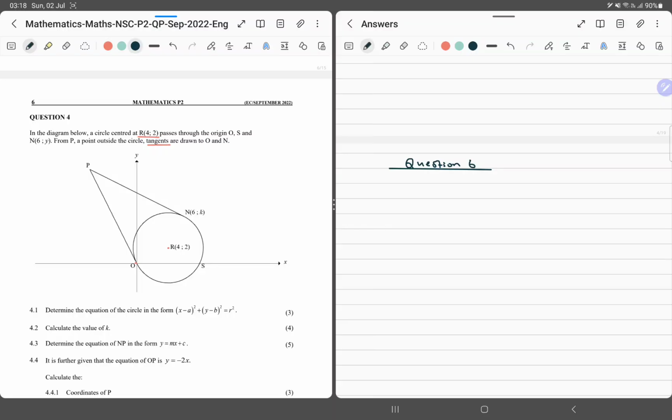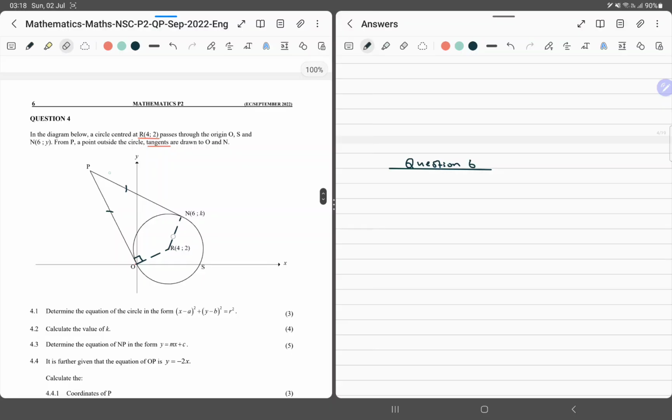Great. So what do we know? We know that tangents from the same point outside the circle to the same circle are of equal length. Number 2, we know that if we draw that line over there, that line should be perpendicular to that one because the tangent is perpendicular to the radius. Likewise, if we draw that line over there, we will find that this should be perpendicular.